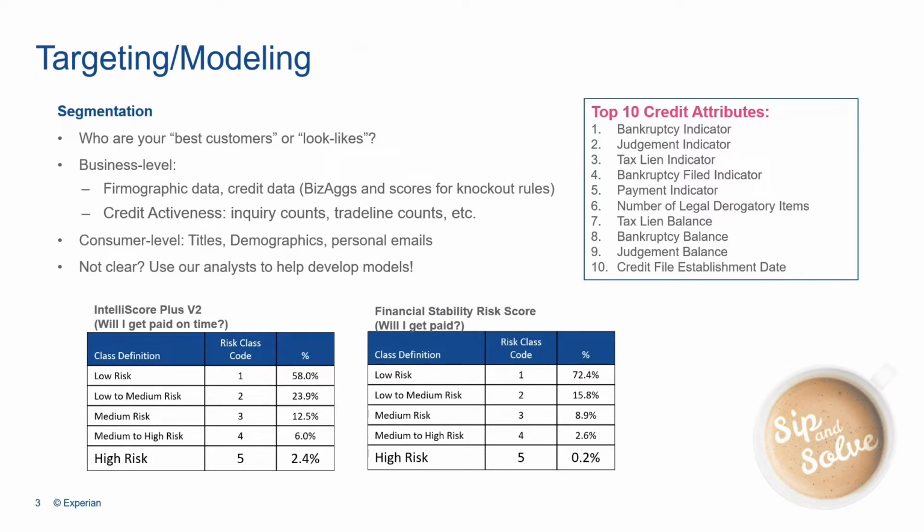Now, with the business side, you might want to start with firmographic data, and this could be things like the company size. You might want to use SIC or NAICS codes to identify what industries they're in, sales volumes, years in business. That's all very good data for segmentation.